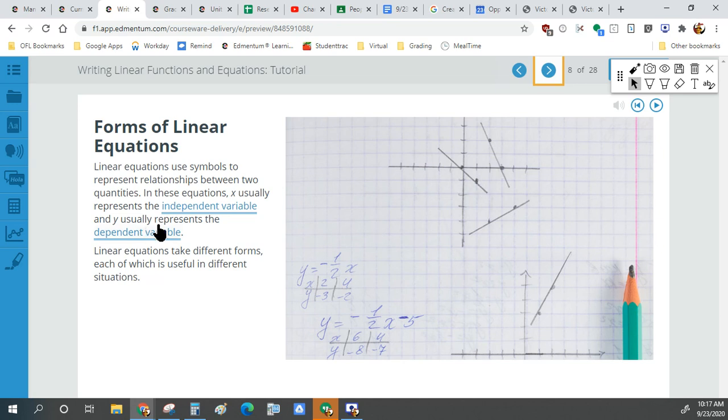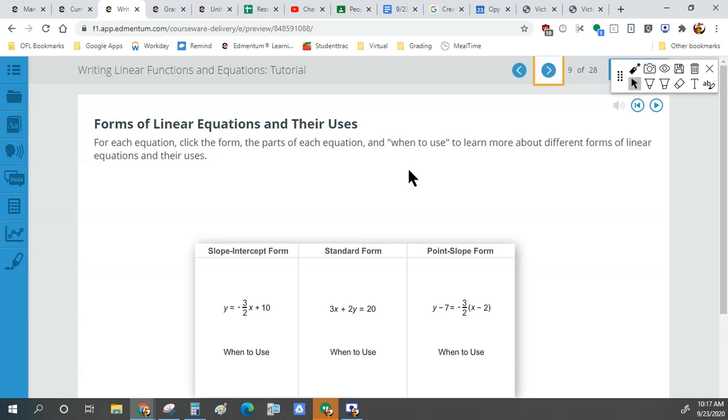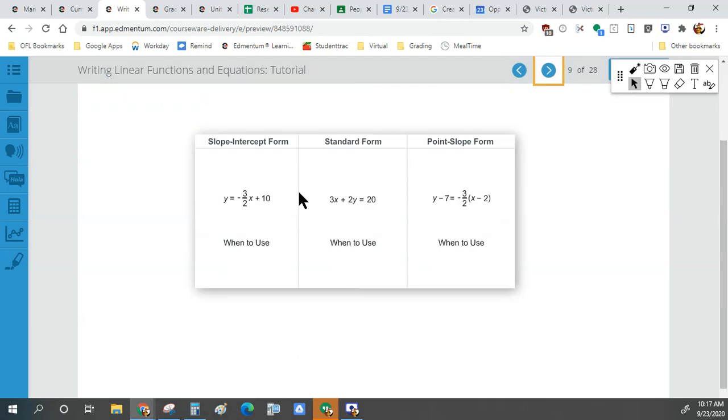So the independent variable is what we can't control. Usually it's like time and things like that. And then the dependent variable is usually something like money. It changes based on the amount of time that we're using. So we've done that in other lessons. They're just kind of describing it a little bit more now. So now we're going to learn about the different forms.